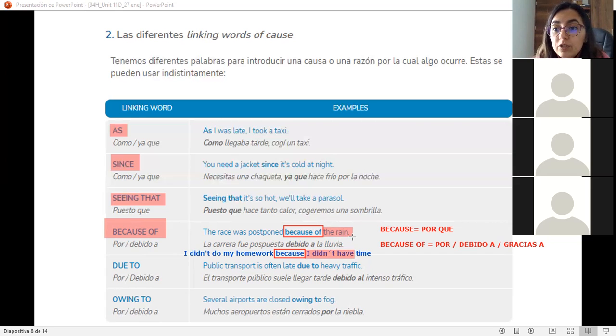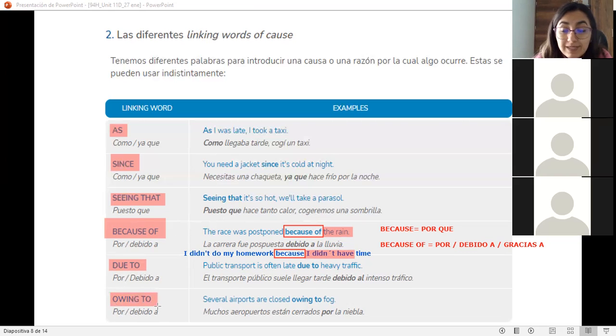Si no estamos diciendo I, he, she, it, sino está acompañado de un sustantivo, because of the rain. This is very important when you are using because of and because. Sí, esta es la diferencia de uso entre el because y el because of. Lo que va acompañado, lo que se escribe después de esta palabra, de esta linking word. Okay? And finally, we have these last two, both mean the same.